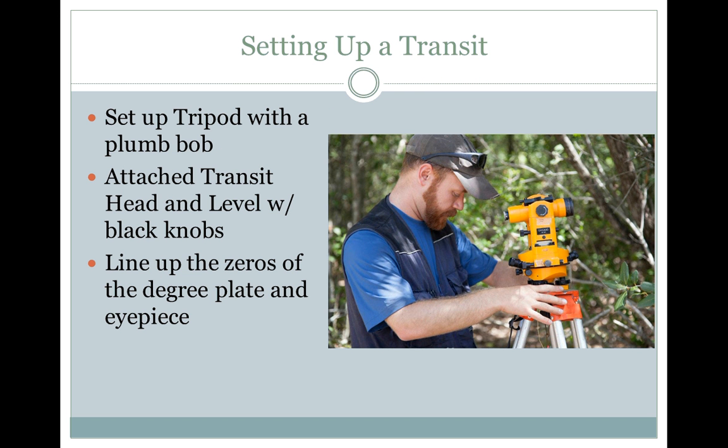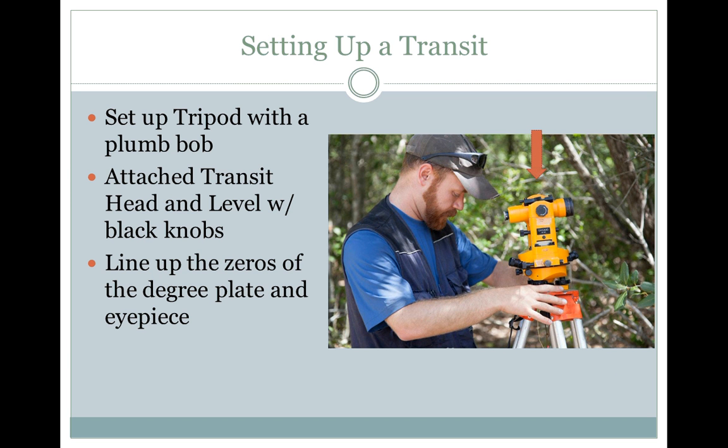Now, some basics behind setting up the transit. You're going to want to first set up the tripod with a plumb bob attached. Now, you can see right here at where the mouse is, just the top of where the plumb bob is. The plumb bob is helpful for creating a more accurate measurement while you're centering the transit head over a known point.